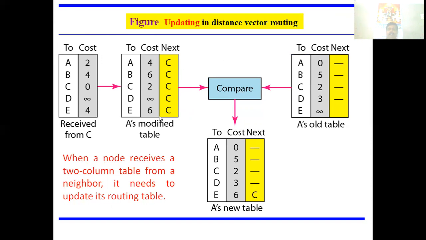Now you are comparing this new table and the old table. If you have the least value, you have to take the least value. So 4, 0: 0 is the smallest. Since this value 0 is in the old table, no need to put the value of C. Here 6, 5: 5 is the smallest value, you are taking 5. 2, 2: same value. Here infinity, 3: 3 is the smaller value, you are taking 3. 6, infinity: 6 is the smallest value. Since you are using this value, you are putting C.